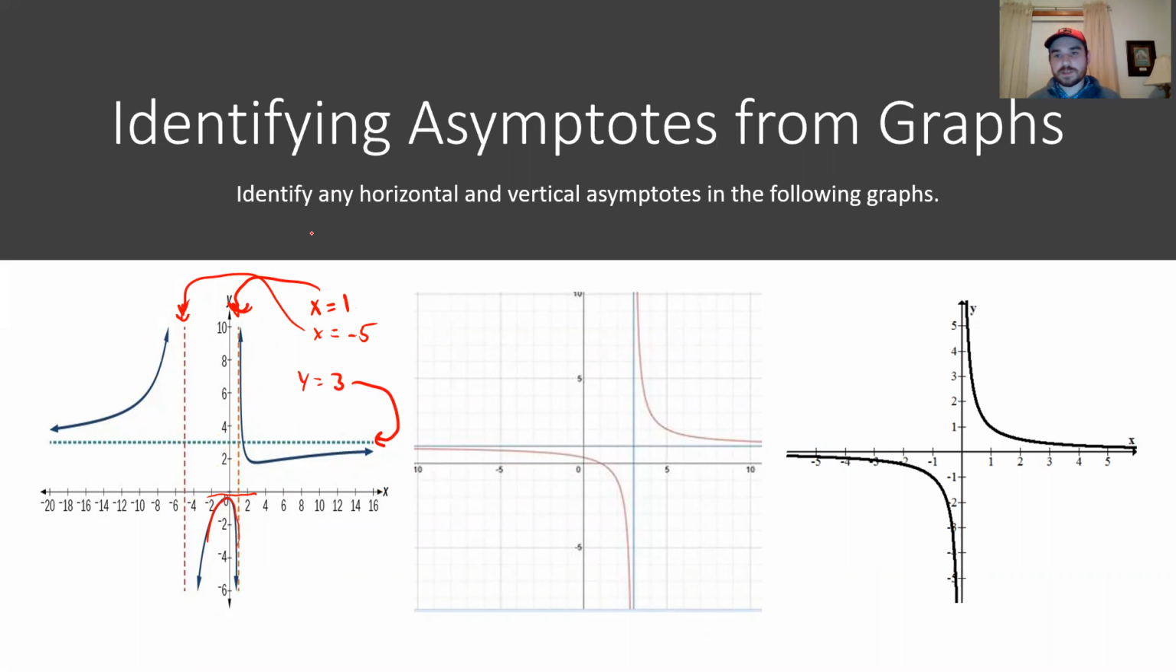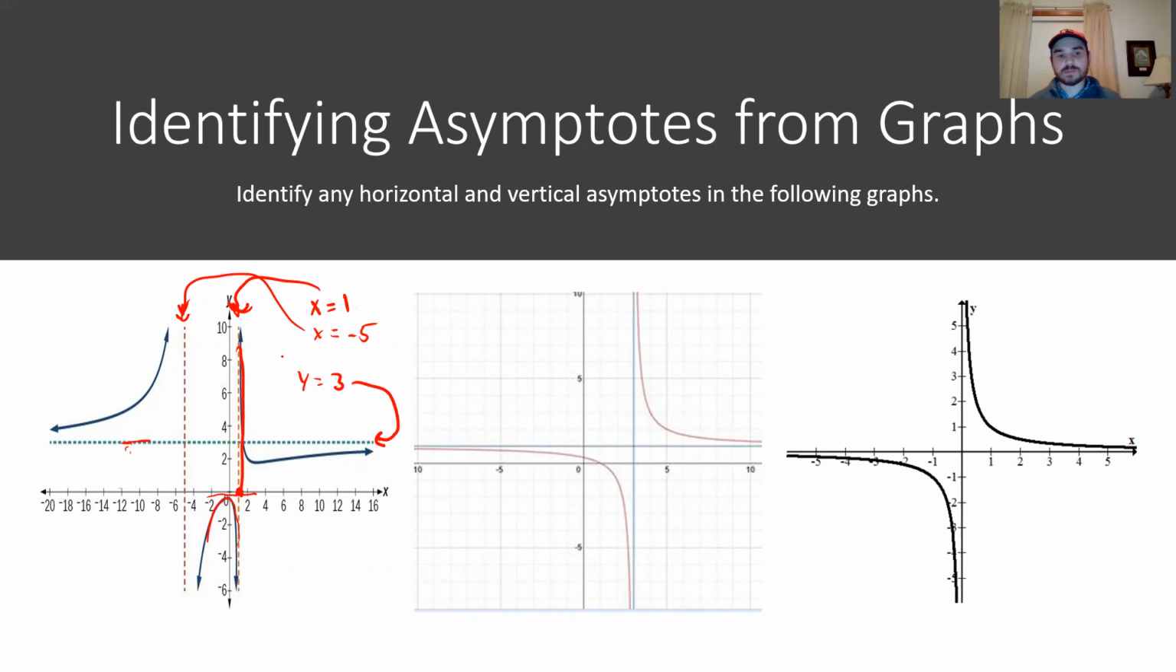And remember, hopefully this is review, but sometimes it gets confusing. Remember that if you have an x equals something, that means it's an x value, so it's going to be straight up and down. If you have a y equals some number, then it's going to be y equals whatever that is. So it's going to be horizontal.